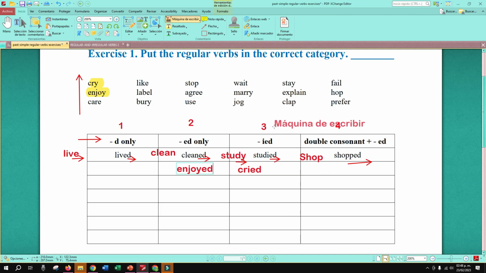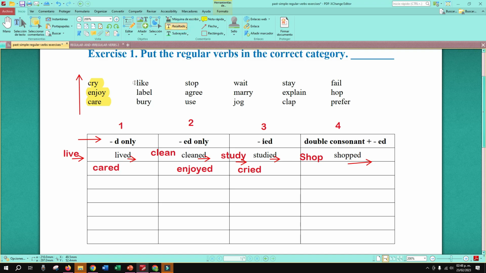Okay, so don't forget that rule. What about care? What do you think about care? One, two, three, four? One. That is one. Cared, right? Excellent. Yes, that is in the one.